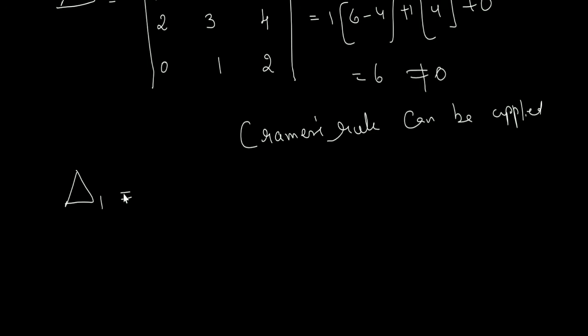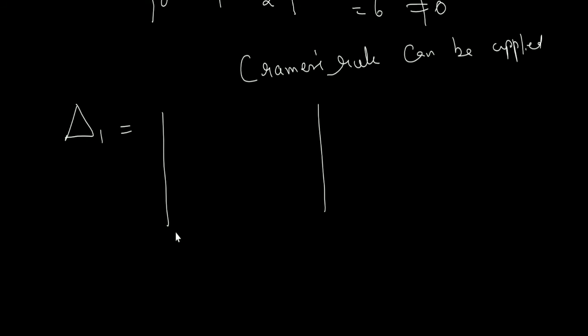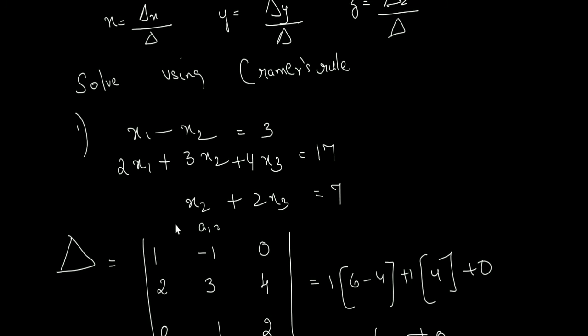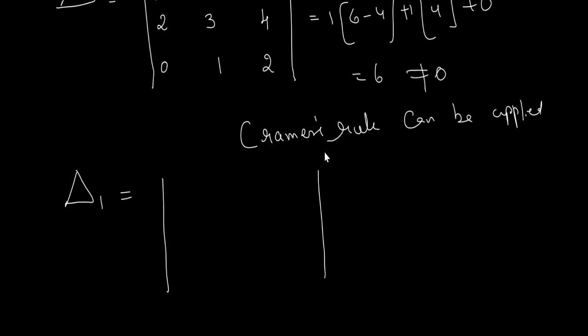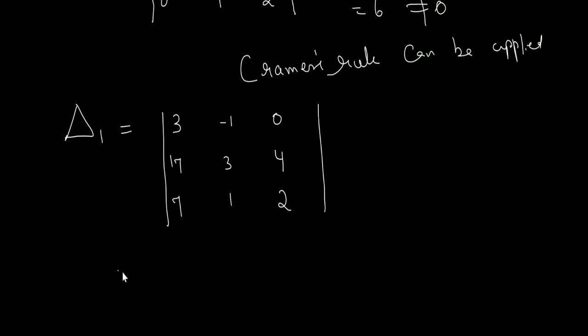What is delta 1? The first column should be replaced by the constants. The first column, this is the first column, should be replaced by 3, 17 and 7. The other columns as it is. So it is minus 1, 3, 1 and 0, 4 and 2. Again find the value of this determinant.